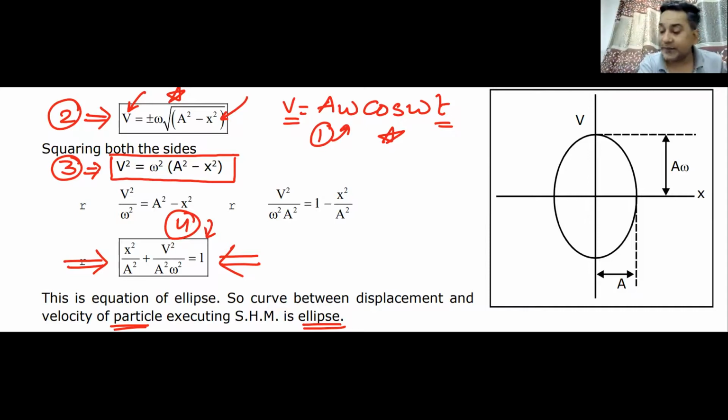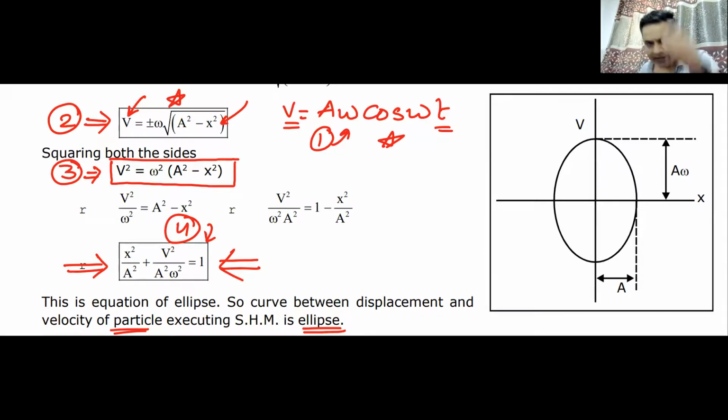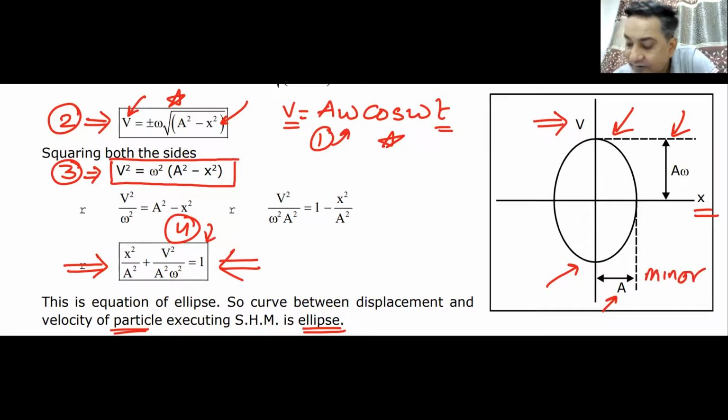Do we know what an ellipse is? Elliptical shape. An egg is almost of an elliptical shape. This is the shape of the ellipse. If I draw x on the x-axis and velocity on the y-axis, this is how the ellipse will look. One side will be equal to a. This is known as the minor axis. Remember, this is the minor axis, and this is the major axis.